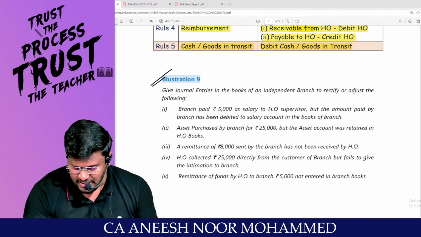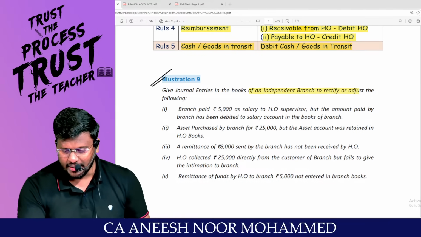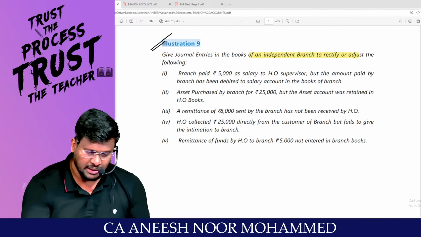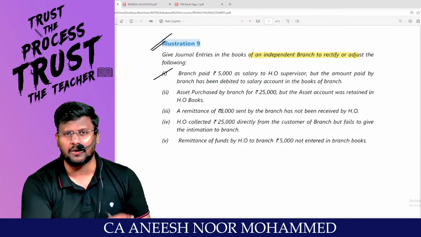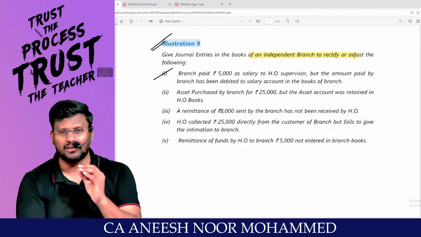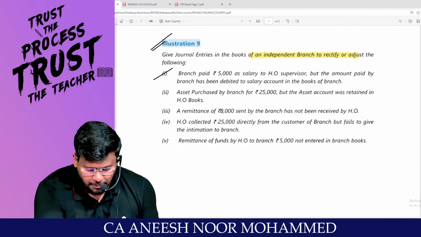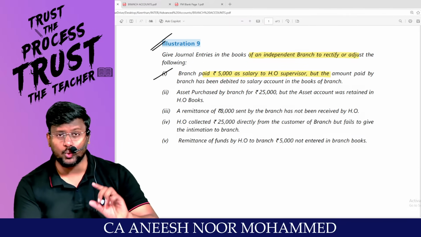Give journal entries in the books of the independent branch to rectify or adjust the following. That means the branch is an independent branch. This time, if a question comes, it will come from the independent branch. That too, these journal entries will be tested. Branch paid 5,000 rupees as salary to the HO supervisor.